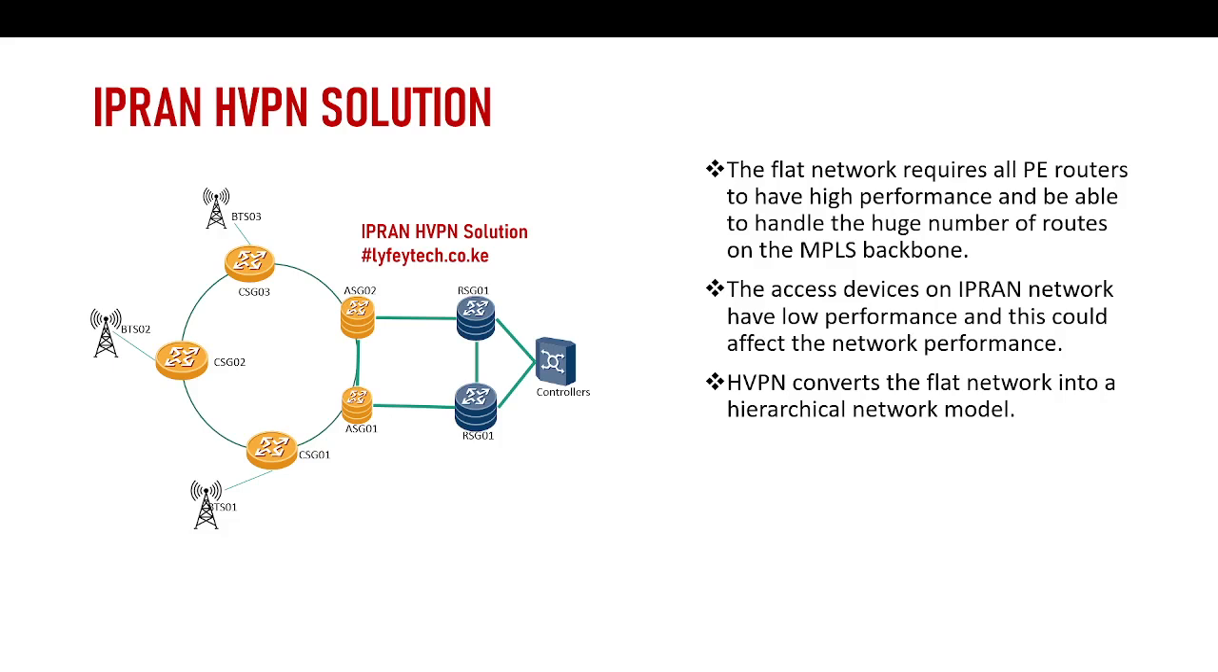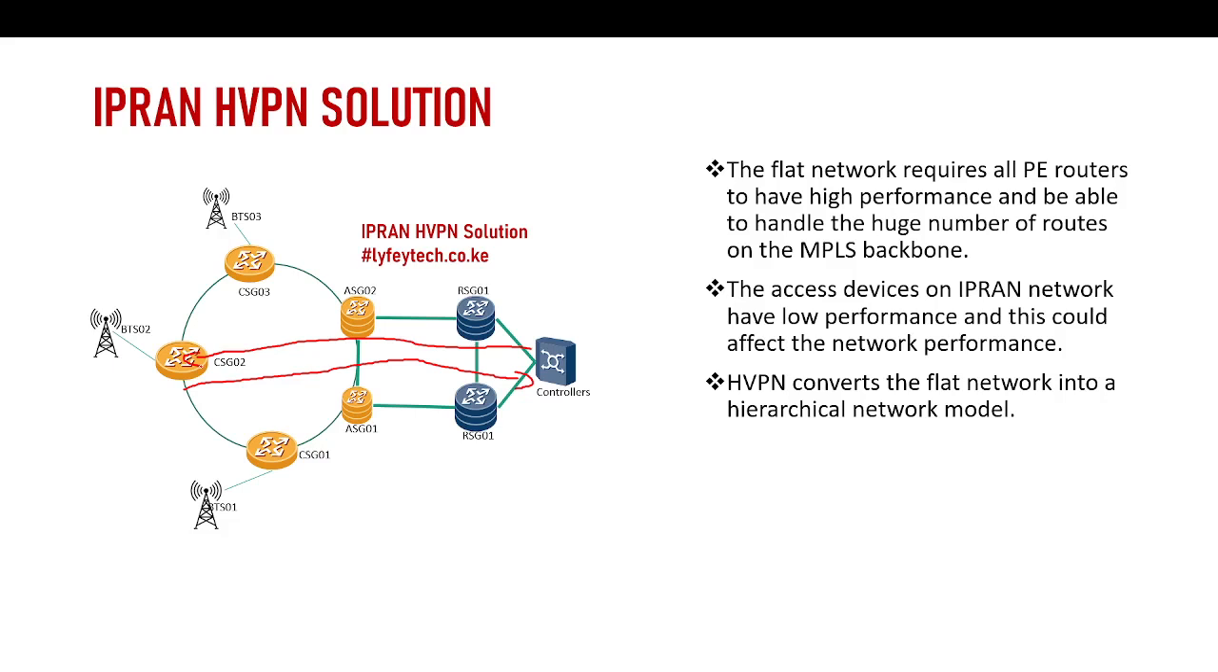So remember that we have the RSG connecting to the controller, and then we have the BTS connecting to the CSGs. So we need to ensure that we have a mechanism to exchange the routes all the way from the CSGs to the controller, and we also need routes to be propagated all the way from controllers to the CSG. So we need to have the bidirectional route exchange between the entities from the radio side to the controller side.